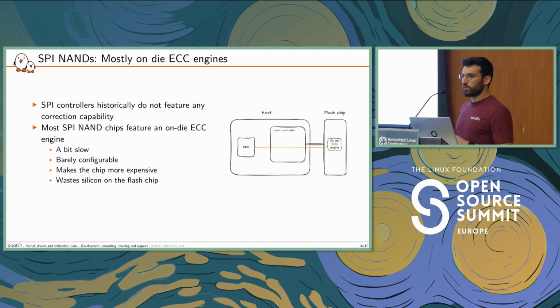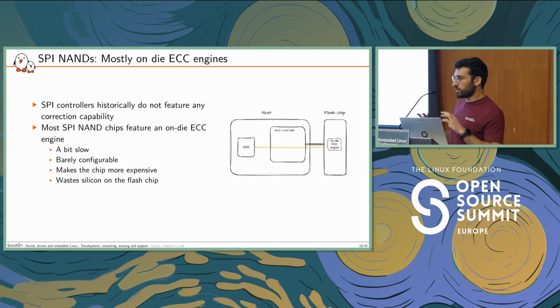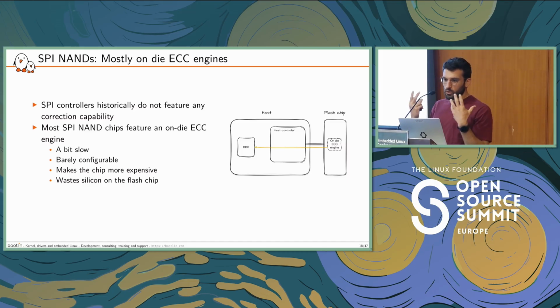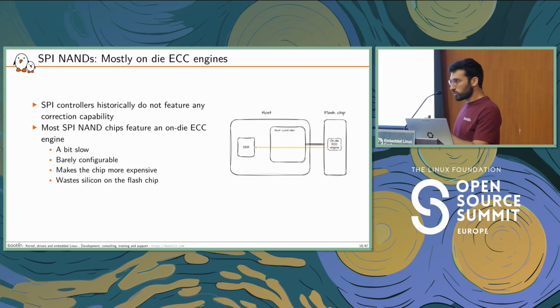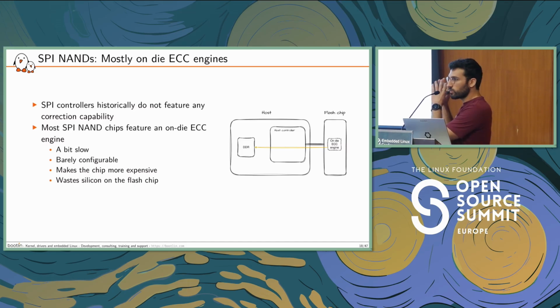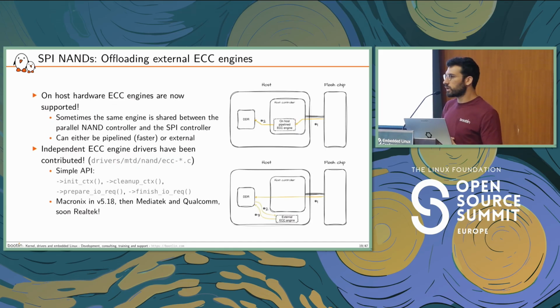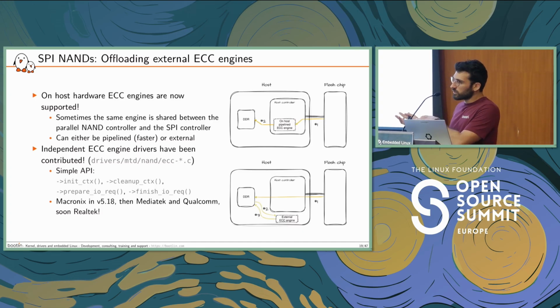On SPI NAND, historically, which means when the SPI NAND subsystem, which has been created ex nihilo around 4.19, has been introduced, the NANDs were supposed to contain an on-die ECC engine, so the correction was left to the chip. But it was a bit slow, barely configurable, and it overall makes the chip a little bit more expensive. So vendors have started removing their on-die ECC engine, leaving the duty of the correction to the host controller again.